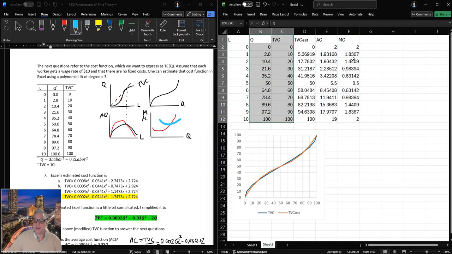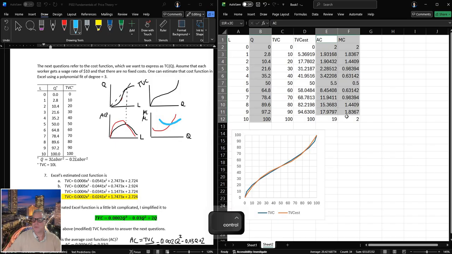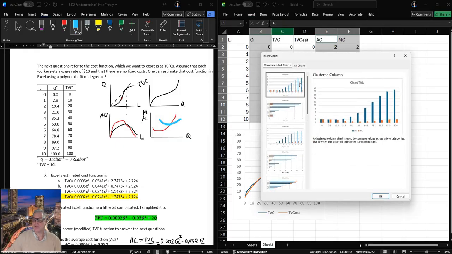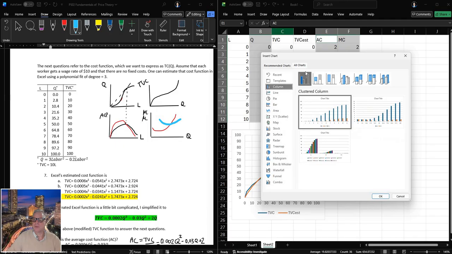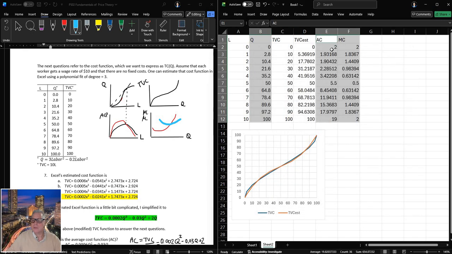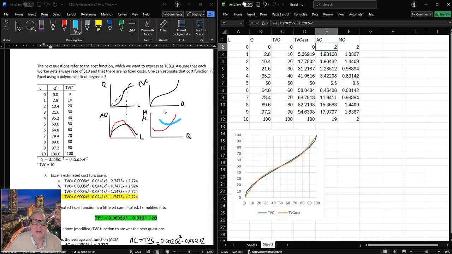So we put again on the x-axis Q, and then we want to see what average cost and marginal cost look like. Insert recommended chart, all chart. Okay, that looks weird. Maybe something wrong in the formula.